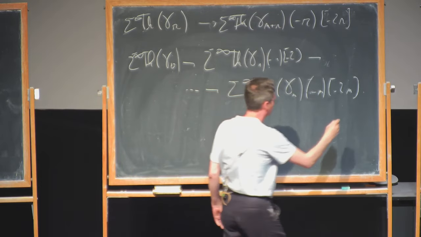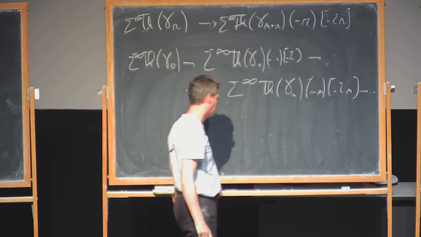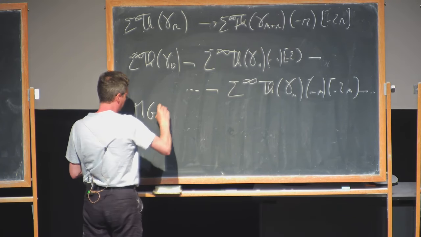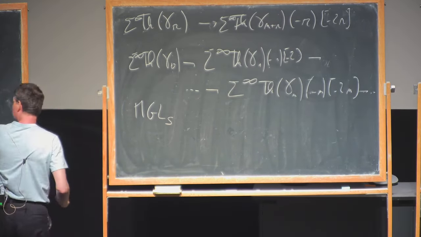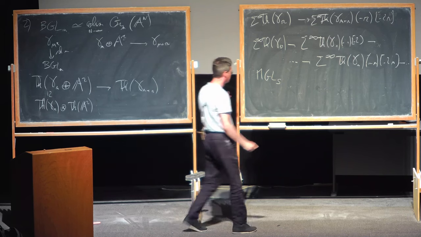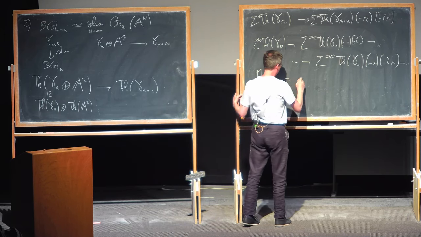And it goes like this. And then I define the cobordism spectrum. Implicitly I was working over S, so now I indicate the base, as the colimit of this tower.